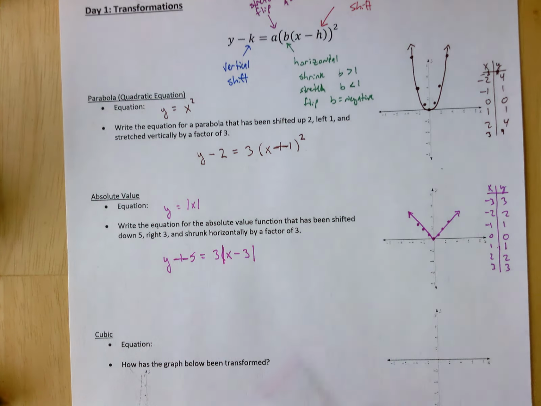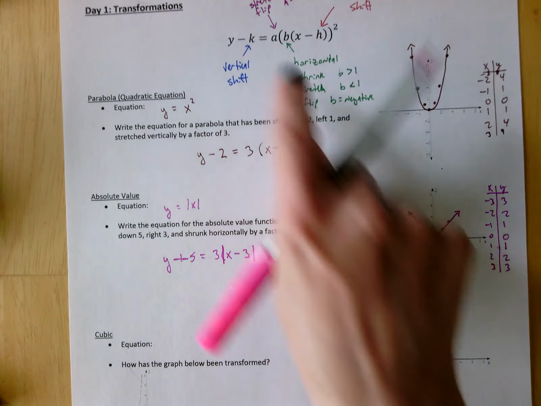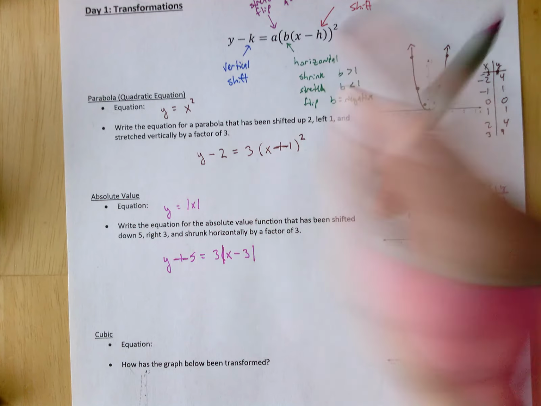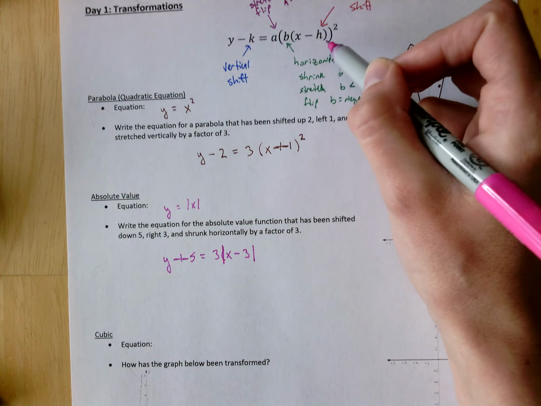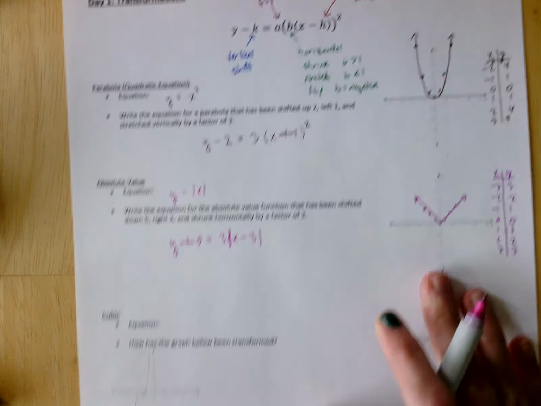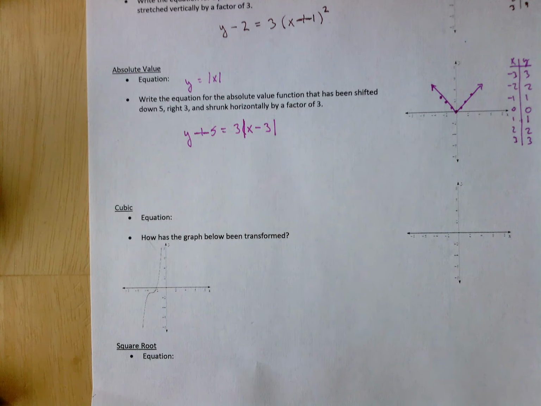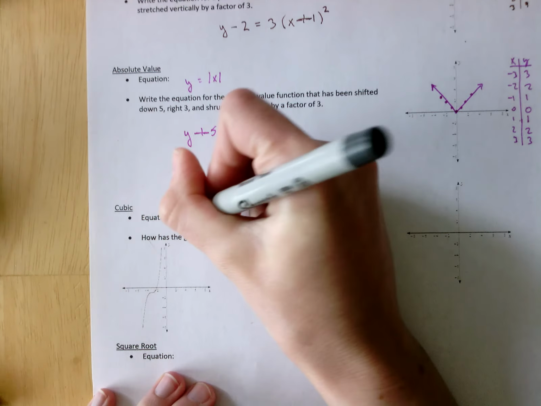And that's why we cover so many different transformations all at the same time. This will work for just about everything. You just have to change maybe what the shape of the grouping symbols are and maybe what the exponent is. All right, cubics. What does a cubic equation look like? So a cubic equation is going to be y equals x to the third.